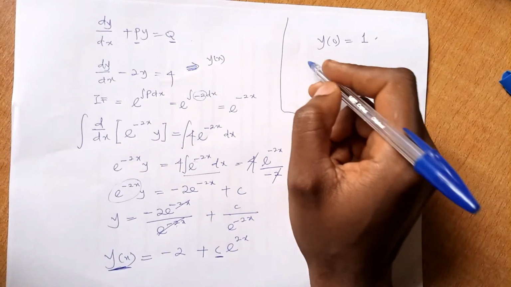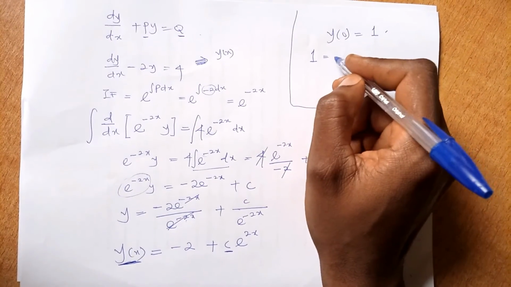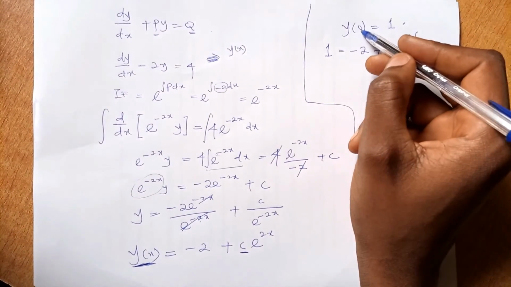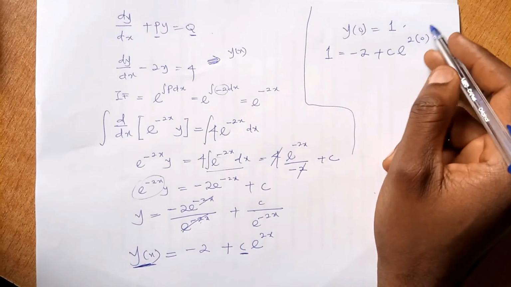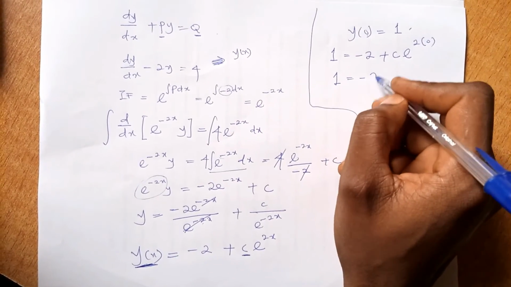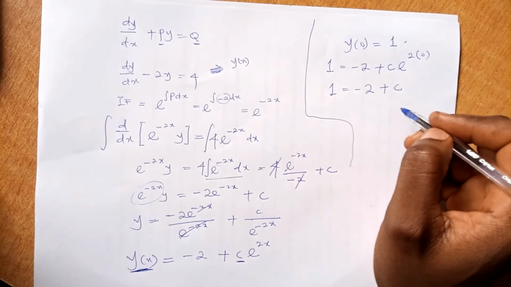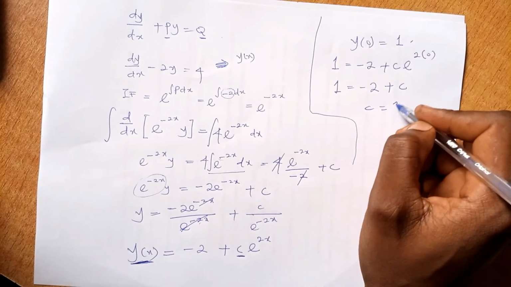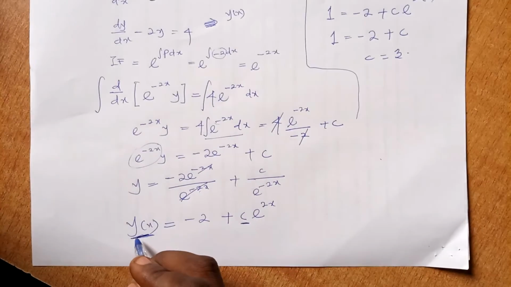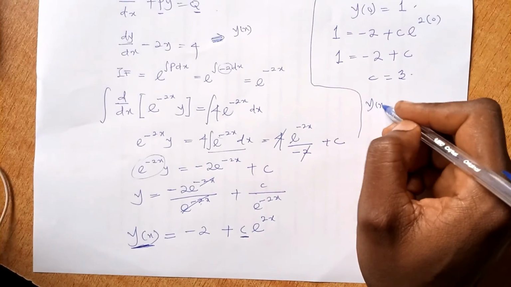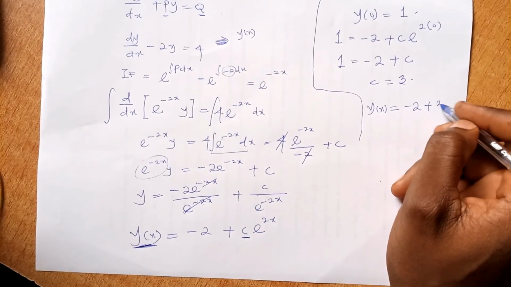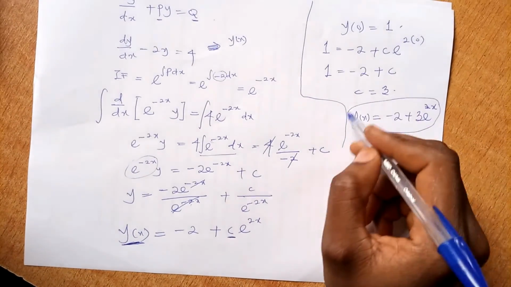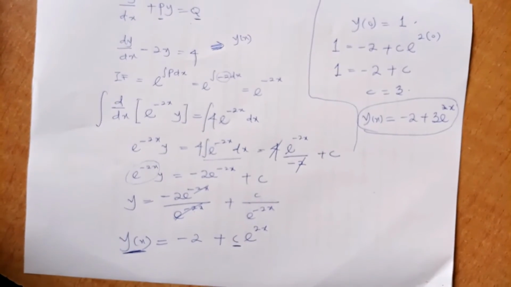This gives 1 equals minus 2 plus c exponential 2 multiplied by x, and x is 0. So exponential 0, and anything to the power 0 is 1. That is 1 equals minus 2 plus c. From here, we can see clearly that c equals 1 plus 2, that's 3. So let's return it to the final solution here. Finally, we can say that y of x equals minus 2 plus 3 exponential 2x. So this is the solution of this first order initial value problem.